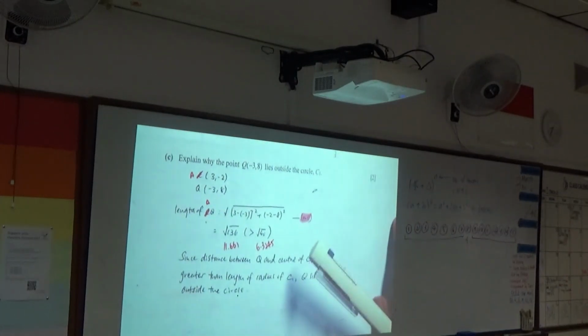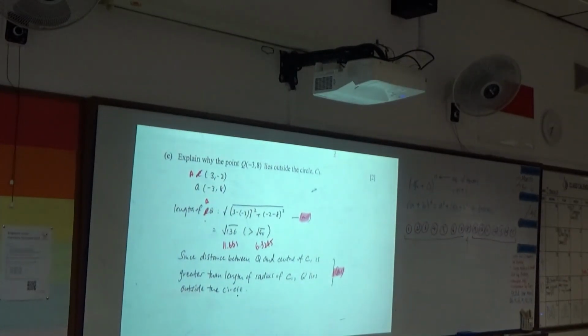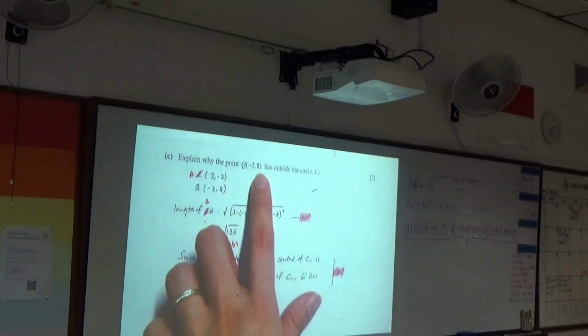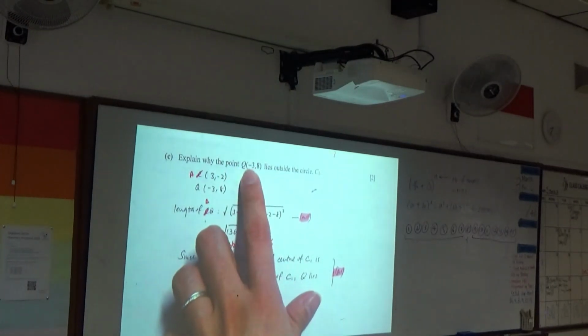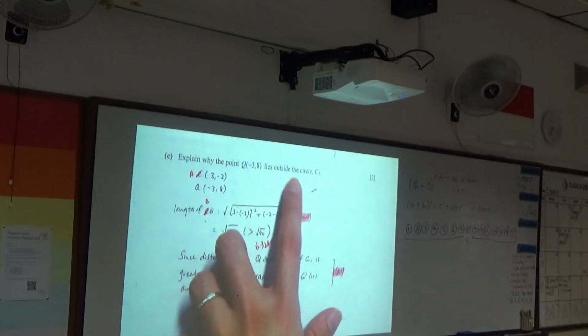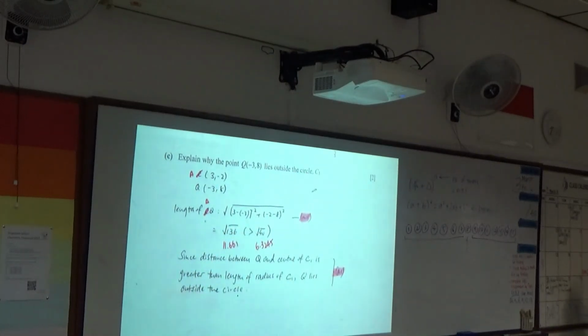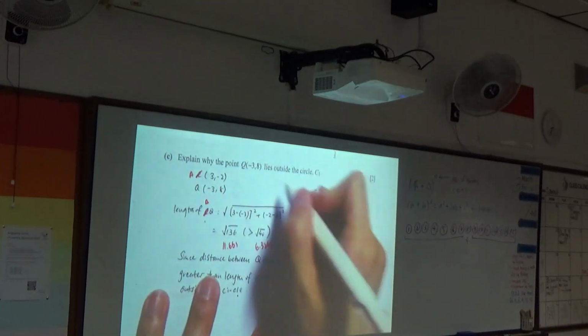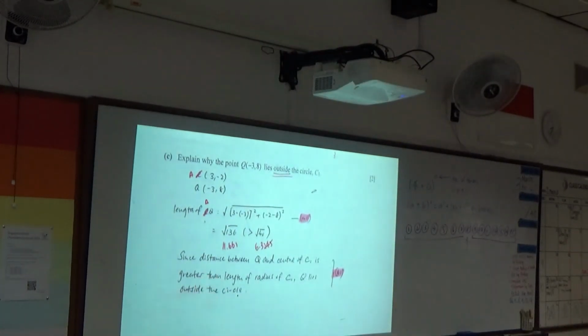Now the explanation is not going to be acceptable. Why? Because the question asks that you explain whether it lies outside the circle or not. Not satisfying the equation of the circle only tells us it is not on the circle. It can mean that the point is inside, or it can mean that it's outside. Okay, so the key thing is that the question wants us to explain that it is going to be outside.